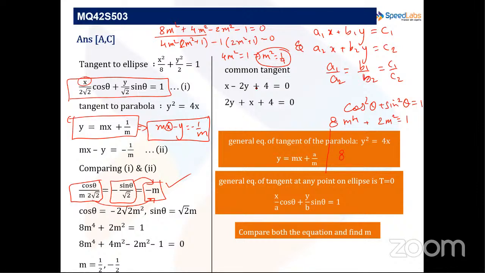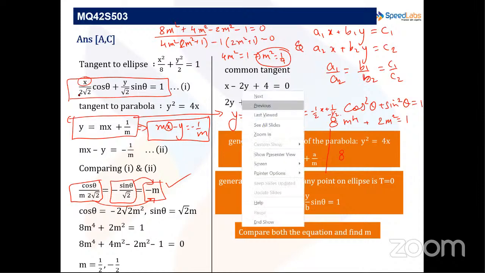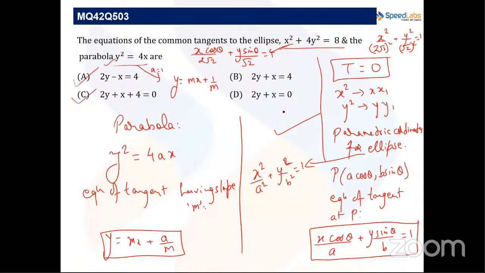Substituting the value of m in this equation, because these two equations represent the same line and we have the value of m, we can write y equals 1 by 2 x plus 1 upon 1 by 2, or y equals minus 1 by 2 x plus 1 upon minus 1 by 2. From this we get the two equations of tangent, represented by the two forms A and C. So our answers are A and C.